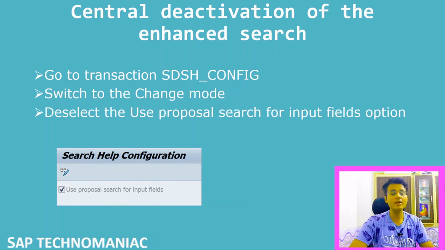And second thing, if your system is more than 7.4 support package 5, or you are already working on HANA 7.5 and above, and you don't have the fuzzy search enabled at all, then you can go to the transaction SDSH_CONFIG. You can switch to change mode and enable or disable the proposal search or type ahead search based on your requirement. So this is another setting.